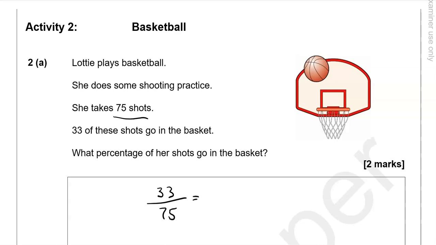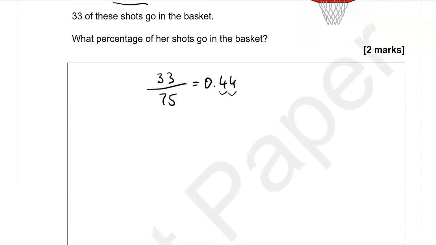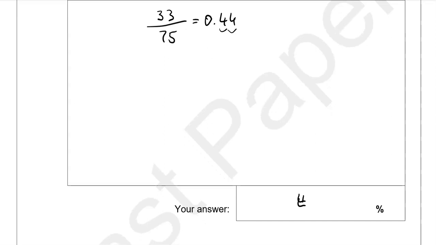If we do this in the calculator, meaning 33 divided by 75, it gives us 0.44, which is, as a percentage, 44%. So moving the decimal point 2 places to the right, or multiplying by 100. Or thinking how many pennies there would be in a pound if this was money.